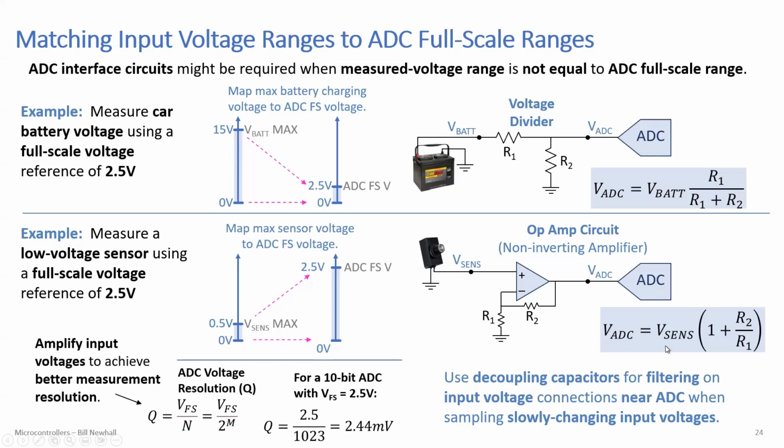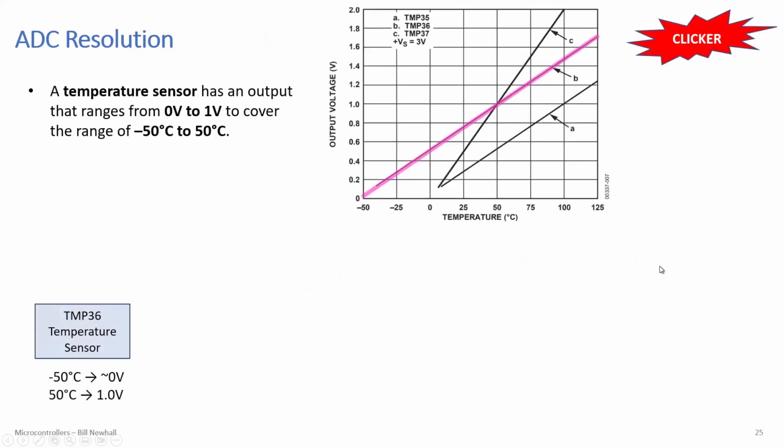All right, so let's do a clicker on ADC resolution. Let's use a temperature sensor, just like you're doing in lab. You have a temperature sensor that has an output voltage that ranges from 0 volts to 1 volt, and that covers minus 50C to plus 50C. Here's the plot here, right? 0 to 1.